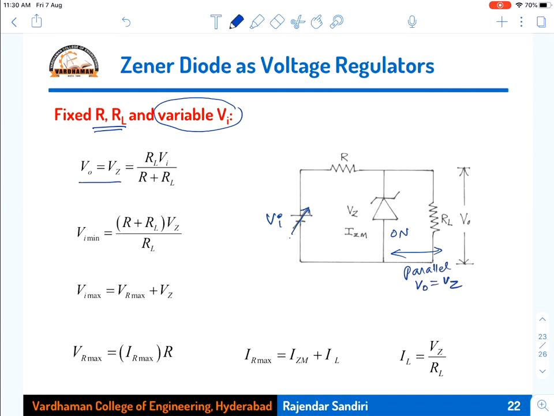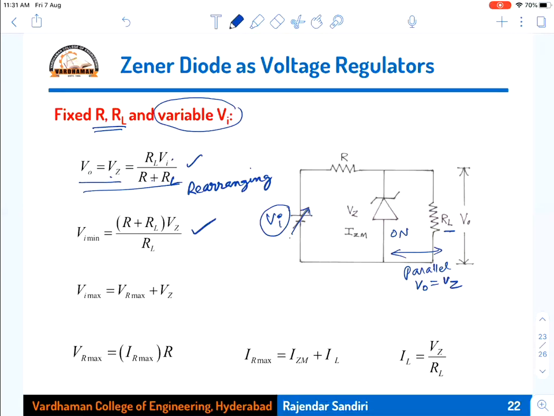First, V0 is equal to VZ, which is equal to, just applying the voltage division rule, RL divided by R plus RL times the input voltage. Voltage division rule simply. This voltage division rule is very, very important. That itself is the starting point. Once this is calculated, the minimum value of VI comes from rearranging this equation. In the previous case also we did the same. VI minimum is equal to VZ times R plus RL divided by RL.